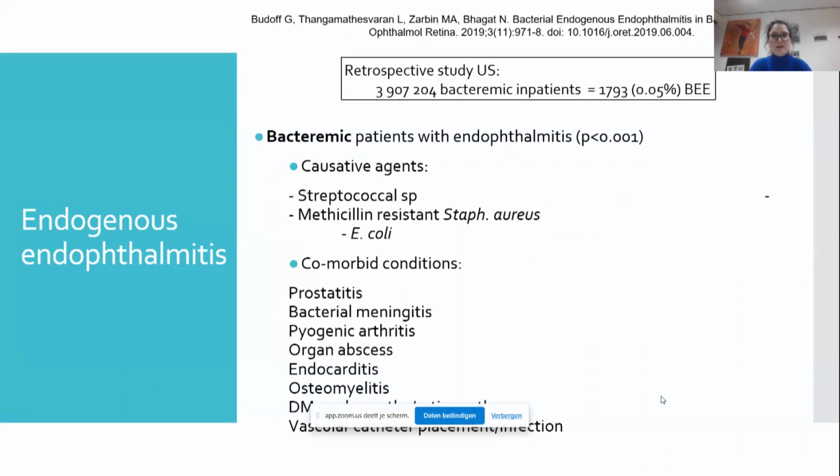Regarding bacteremic disease, there is a large study published in 2019 in the US, where they retrospectively analyzed a large number of bacteremic inpatients and how many of them developed endogenous endophthalmitis. The most common cause was Streptococcus species. Staphylococcus aureus or E. coli were also seen, and as risk factors, they reported the presence of prostatitis, bacterial meningitis, pyogenic arthritis, organ abscess, endocarditis, which I also mentioned before, osteomyelitis, diabetic retinopathy, and vascular catheter placement or infection.